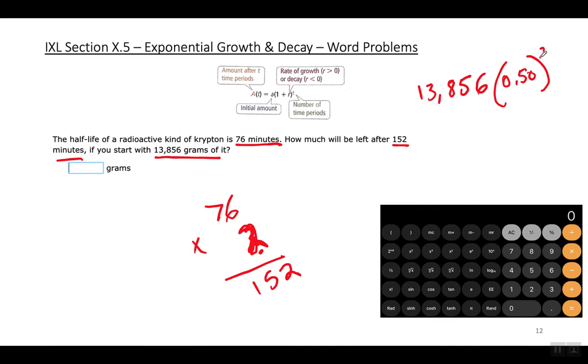So there are two time periods. Or you could take 13,856 and divide it by 2 two times. I'm going to do it with the formula. So 0.50 to the second power times 13,856 equals, my answer is 3,464 grams.